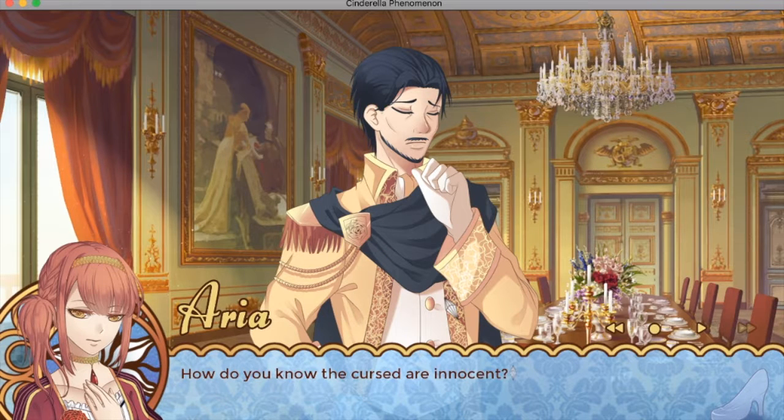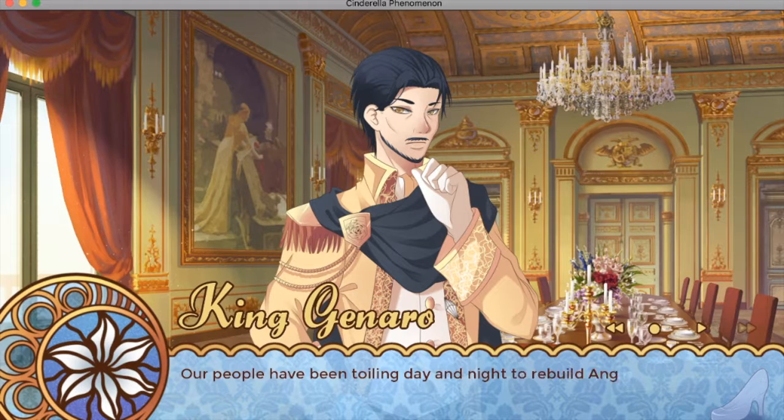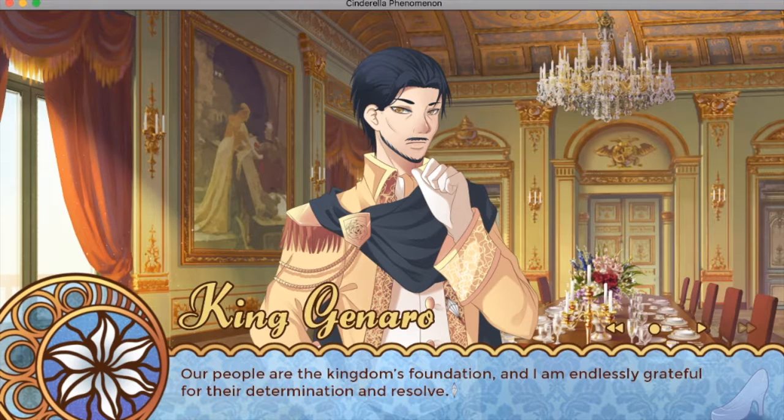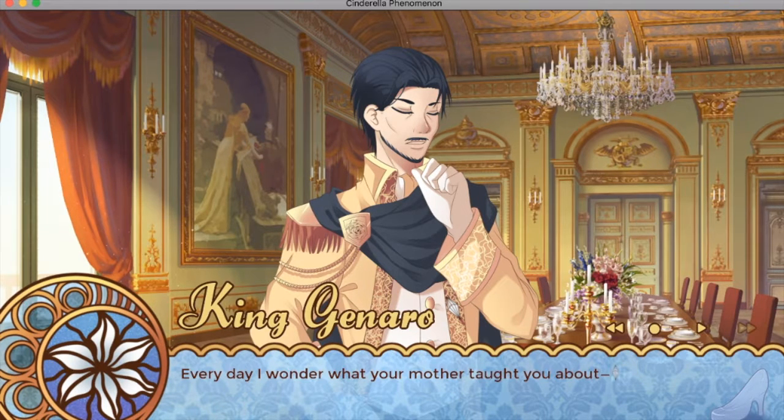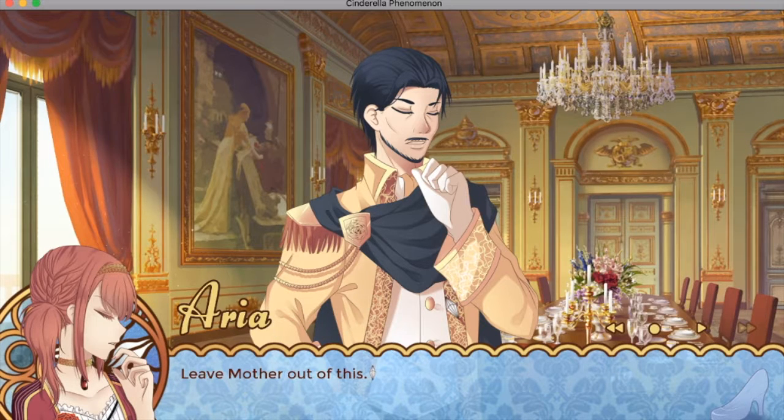How do you know the cursed are innocent? Our people have been toiling day and night to rebuild Angielle after the Great War. Our people are the kingdom's foundation, and I am endlessly grateful for their determination and resolve. Every day, I wonder what your mother taught you about. Leave Mother out of this.